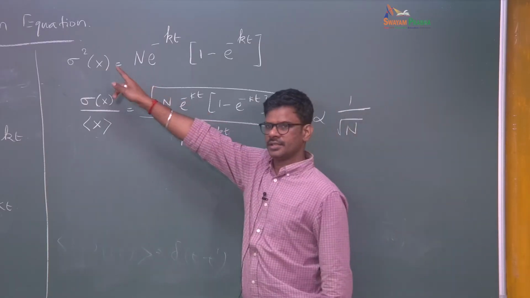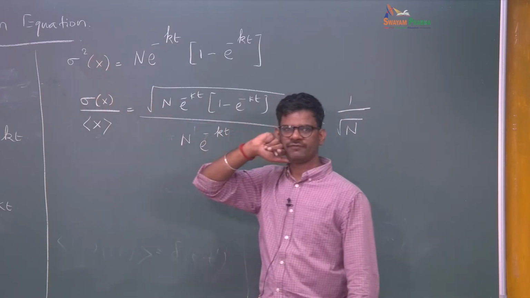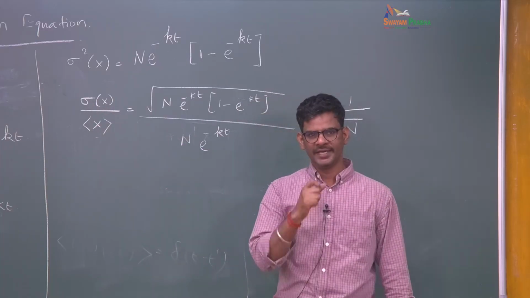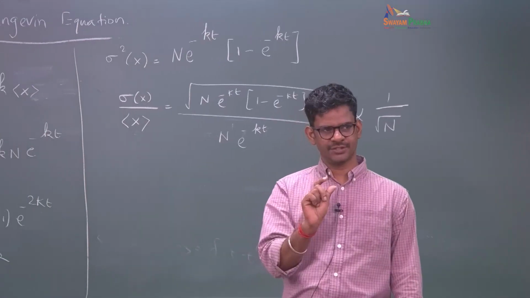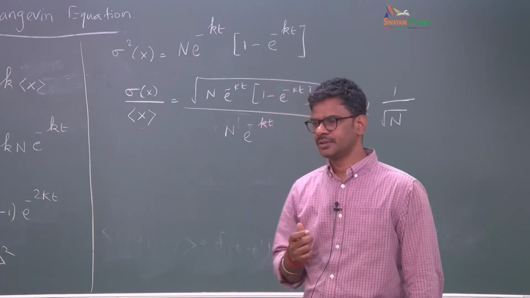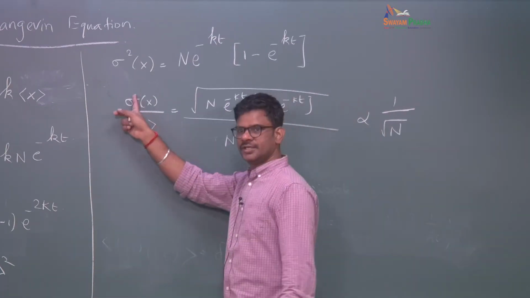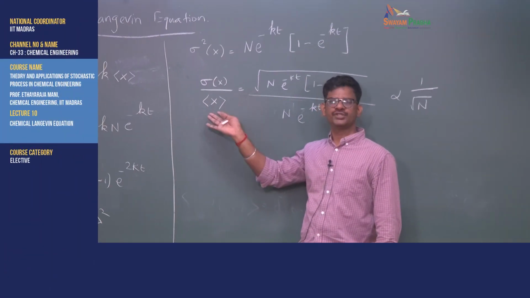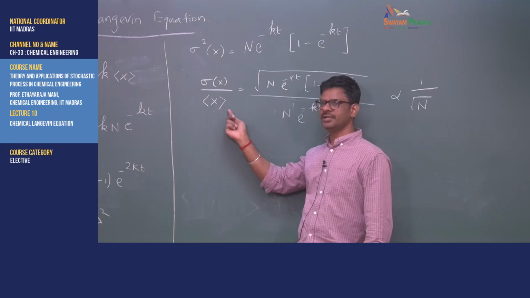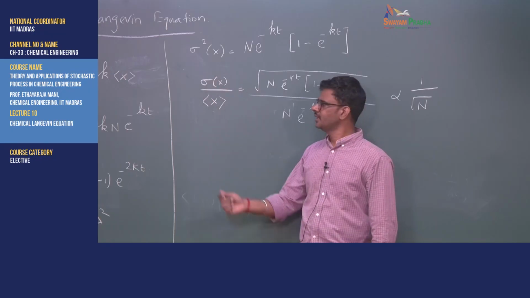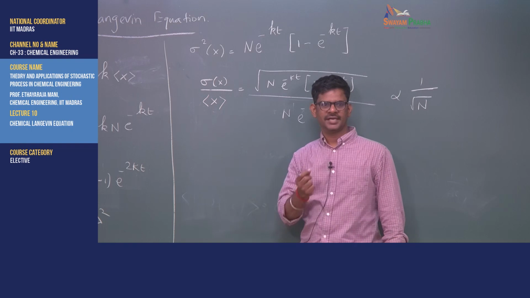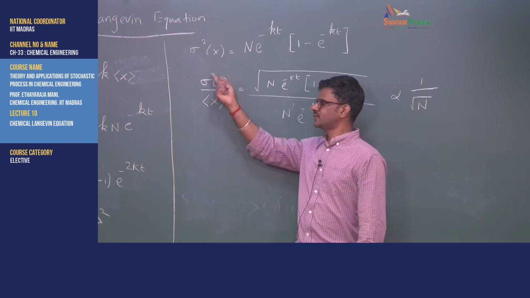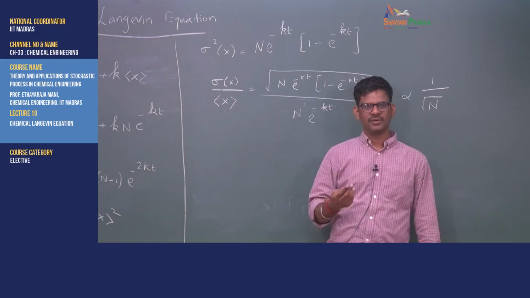Once you get the variance in x, you can find the ratio of the standard deviation to the mean. This tells you how much the fluctuation is with respect to the mean value itself. The fluctuation may look large, but with respect to the mean, this is called the coefficient of variation. If this value is very small, it means the mean itself is adequate, whereas if this value is very high, you are very uncertain about the mean value itself.